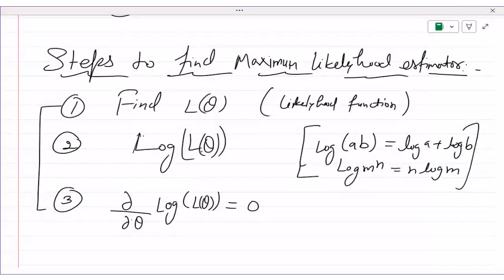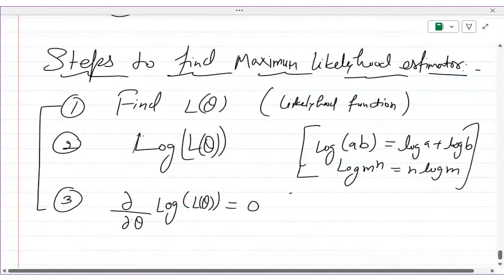And yes, any doubt? Product converts into addition with the help of log. Yes, right, this is valid. This is the reason why we are taking the log, so that we can convert the product into summation. Okay, so let us do an example. Examples will make the concept clear. So these are the three steps to find the maximum likelihood estimator.